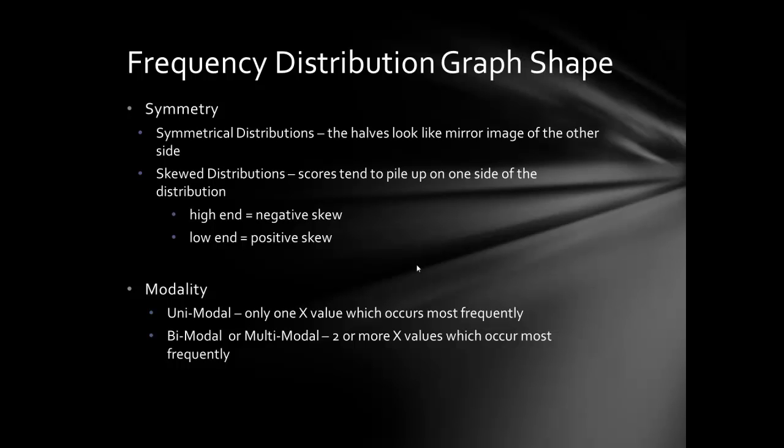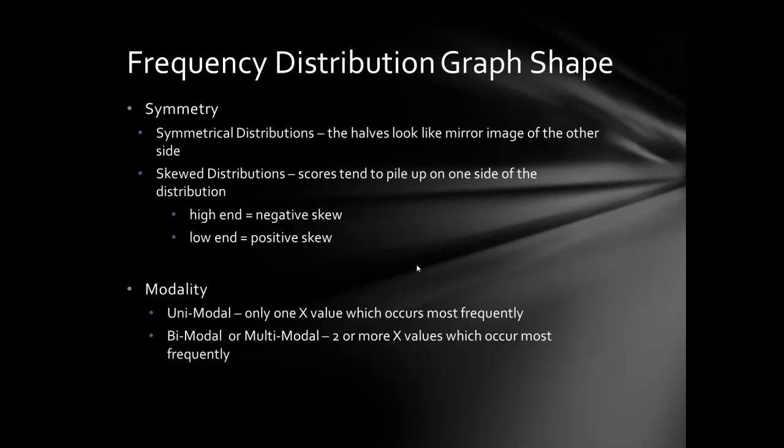So in symmetrical distributions, the halves do look like a mirror image of each other. And then in skewed distributions, the scores tend to pile up on one side or the other. When you fold the graph in half, it's not going to be a mirror image of each other. So if you have scores that pile up on the high end, then you have a negative skew, low end, positive skew. And I'll show you pictures of these different distributions here in a second.